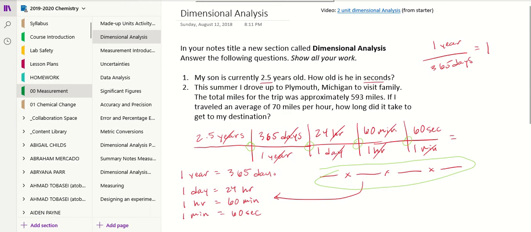Now, how do we type this in your calculator? 2.5 times 365 times 24 times 60 times 60. So anything on top, we multiply by. Anything on bottom, we divide by. Everything on bottom is a 1, so technically we don't have to divide by anything. So 2.5 times 365 times 24 times 60 times 60 gives you your answer in seconds.